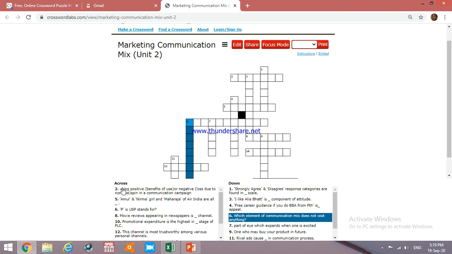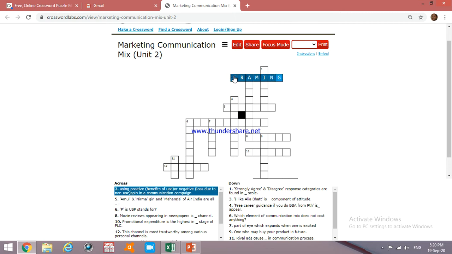So the second number as far as across is concerned is using positive or negative spin in a communication campaign. Whenever you are reading these kinds of sentences where there are some brackets within the sentence, you read without the brackets first, so using positive or negative spin in a communication campaign, and then you understand what the brackets mean by looking at the word which precedes the brackets. So positive means here we are talking about positive benefits of use, and negative means losses due to non-use, right? So using positive spin or a negative spin in a communication campaign, I hope you remember our example, is known as framing.